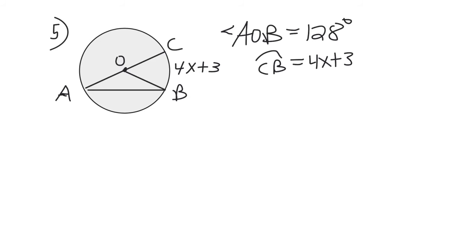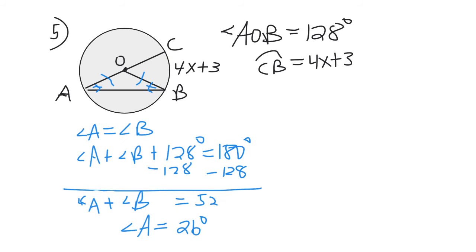In this problem, we again have a diameter, AC. I can see that because it goes through the center, marked O. I have a central angle, AOB, that equals 128 degrees, and I have a minor arc, CB, that's equal to 4x plus 3. In this problem, we know that this triangle right here is an isosceles triangle. The reason we know that is that this is a radius, this is a radius, which are the same length in the same circle, which means these two angles, A and B, are also the same.